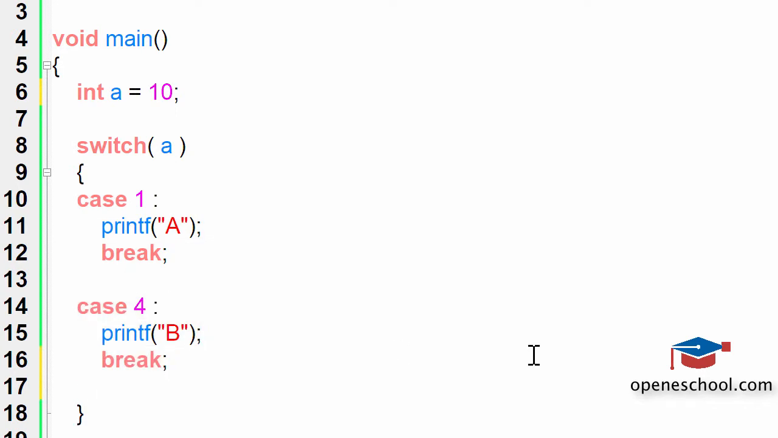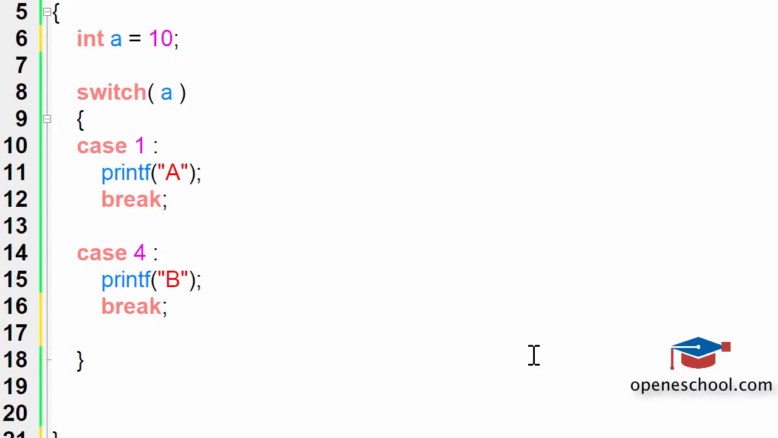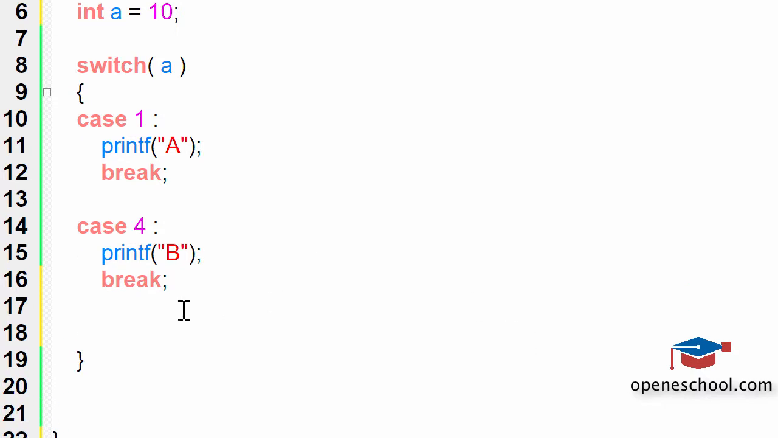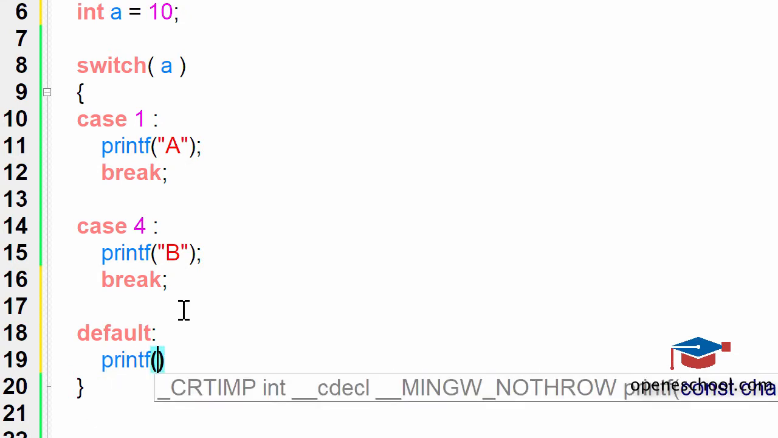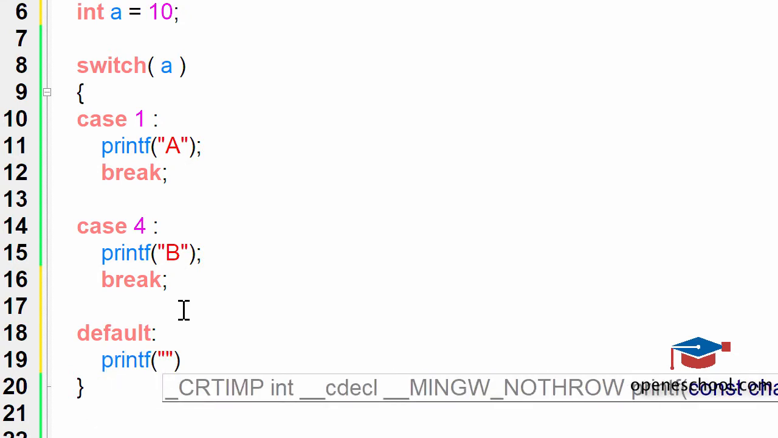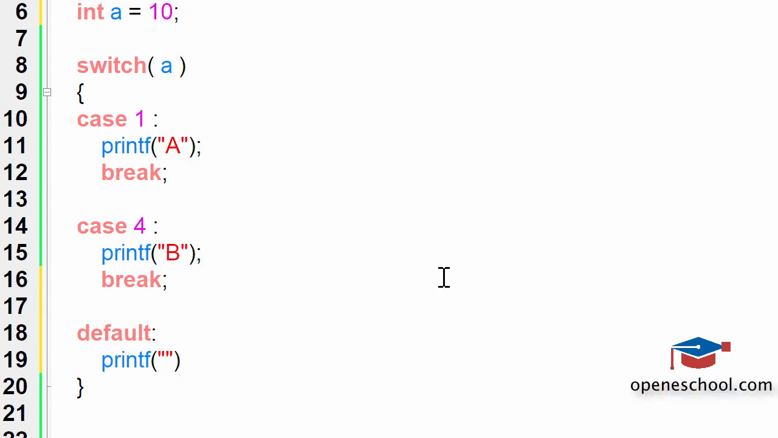Now in such a condition, what we need to do is give a default case to the switch statement so that at least this case will match if no other cases match the value of the decision variable. So let me write the default case over here.